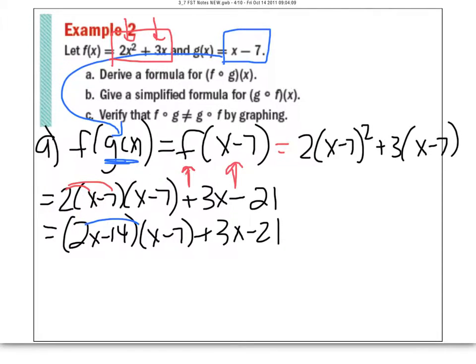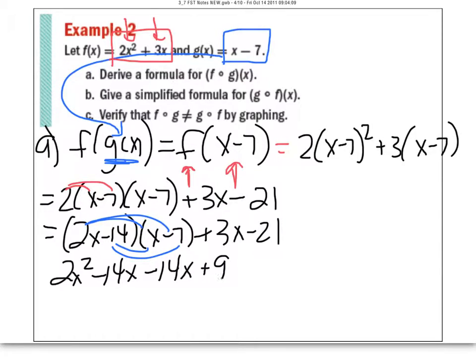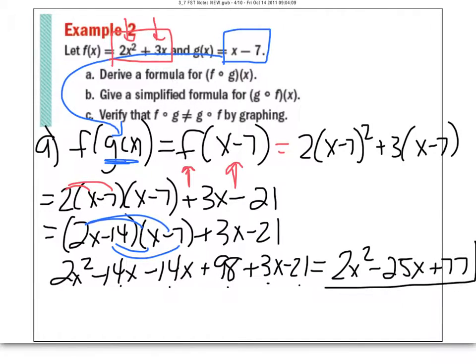Let's come in now, and we are going to have to distribute those through, and then we'll simplify and see what we get for an answer. So we continue. 2x and x is 2x squared, 2x times negative 7 is negative 14x, negative 14 times x, and negative 14 times negative 7 is going to be a positive 98, then plus 3x minus 21. In standard format, we are going to get 2x squared. Then I have to add all these x's together, so negative 28 plus 3, negative 25x, add my constant values, plus 77. So that is the formula.